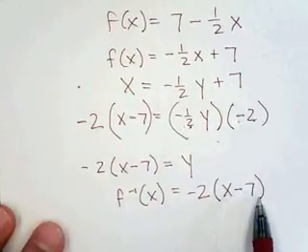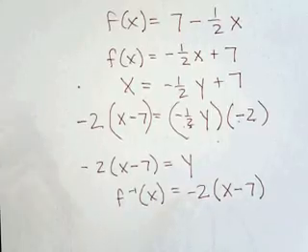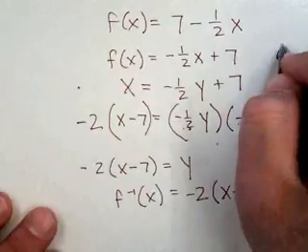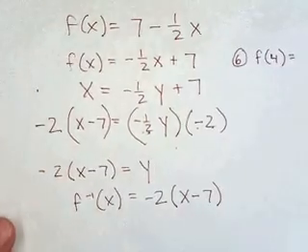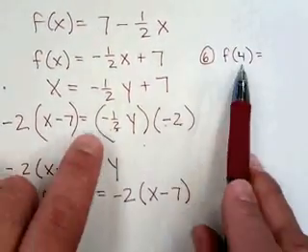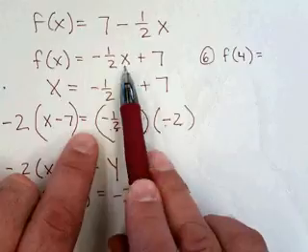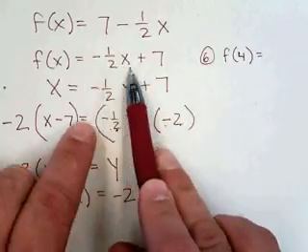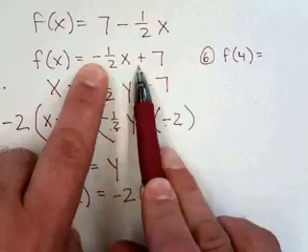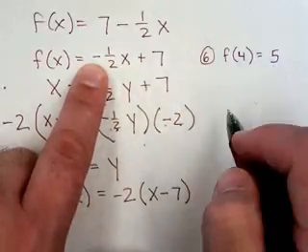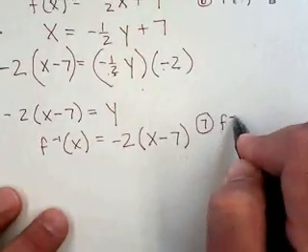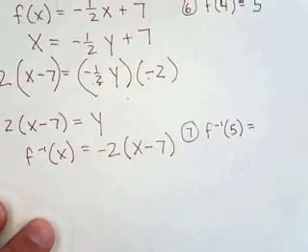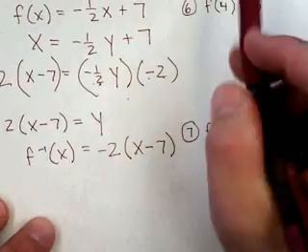So let's think about that. The inverse of taking x times negative 1/2 and adding 7 is subtracting 7 and multiplying by negative 2. So whatever you start with in the original function, like when you do number 6, they wanted you to find f of 4. In the original problem, if I plug 4 into this function, I get half of 4, which is 2. Make it negative, so we have negative 2 plus 7, I get 5.